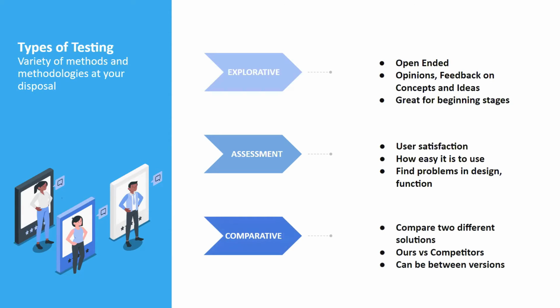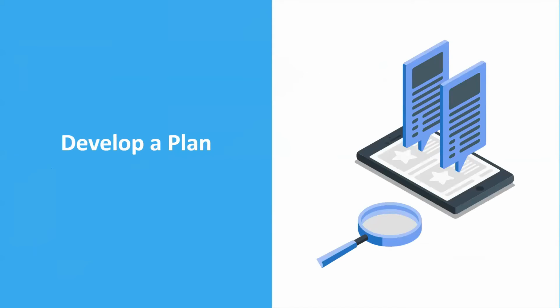So you can compare two different solutions. You can compare something that your company is developing to what a competitor has out in the marketplace. And you can even do it, as I mentioned before, between two different versions. You can ask your users what they prefer when they're using one or the other. Compare a website with its primary competitor, compare one app against another app and how easy they are to use. There's a lot of options, but this is how the different types of testing break down. But explorative is definitely the one you want to start with.